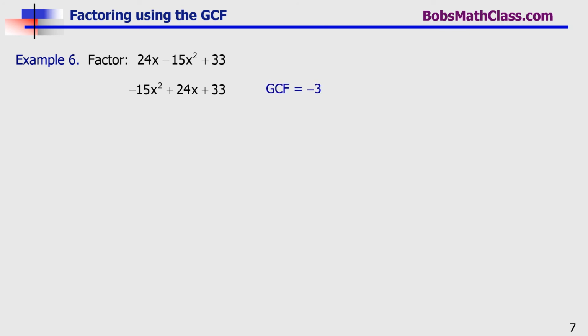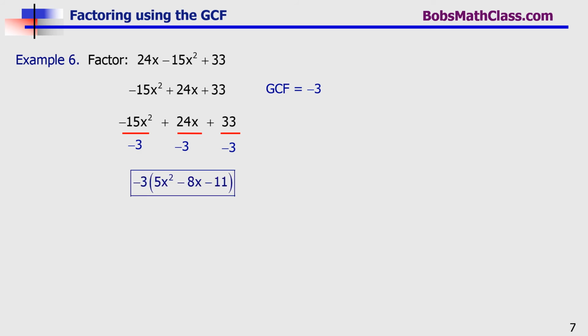Now we're going to divide each term by the GCF. The result will be written inside the parentheses, the -3 in front of the parentheses. So the -3 is in front of the parentheses, 5x squared minus 8x minus 11 inside the parentheses.